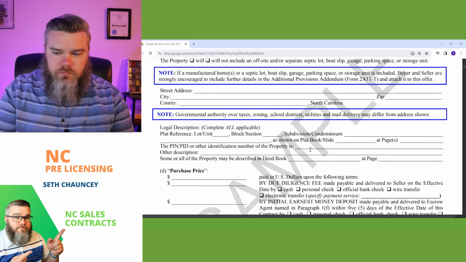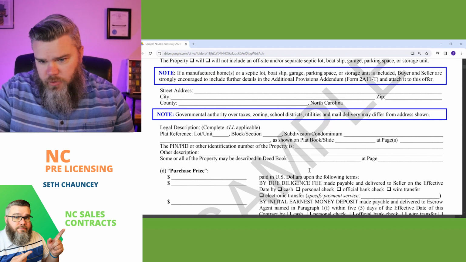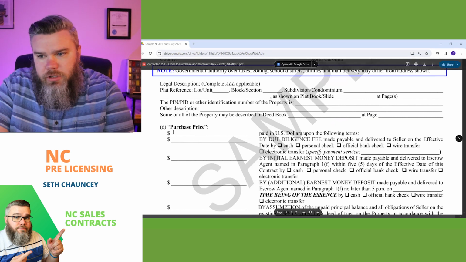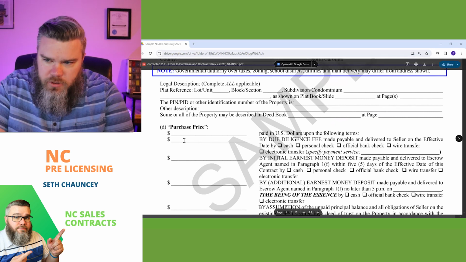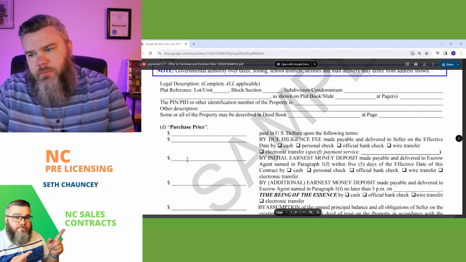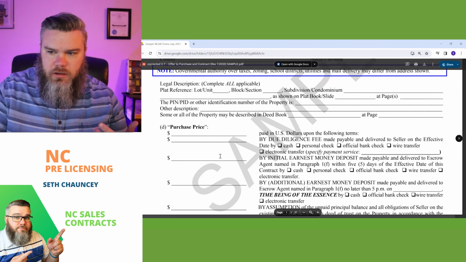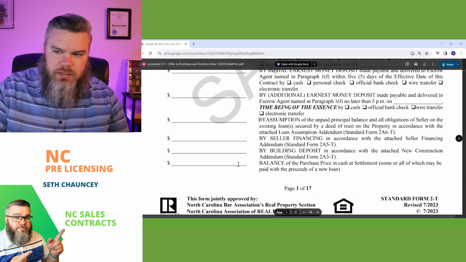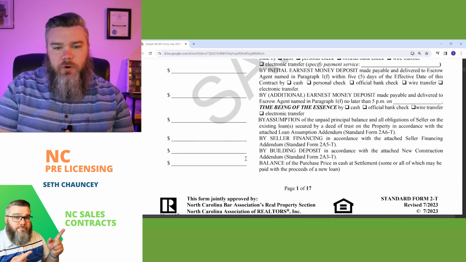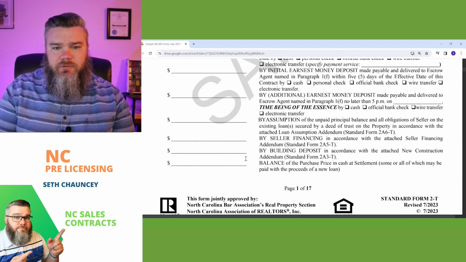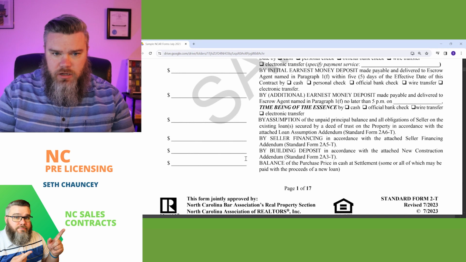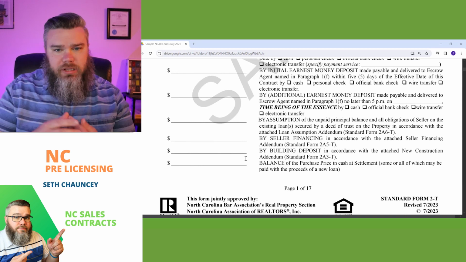Here's where we start getting into some terms. How much are you offering? You put in the purchase price. You put in the due diligence fee, if any. You put in earnest money, if any. Additional earnest money, seller financing, assumption, building deposit, balance. Now, folks, I'm breezing over this because filling out one is not going to be part of your test. We talk about that in post-licensing. I'm just hitting the key points here.